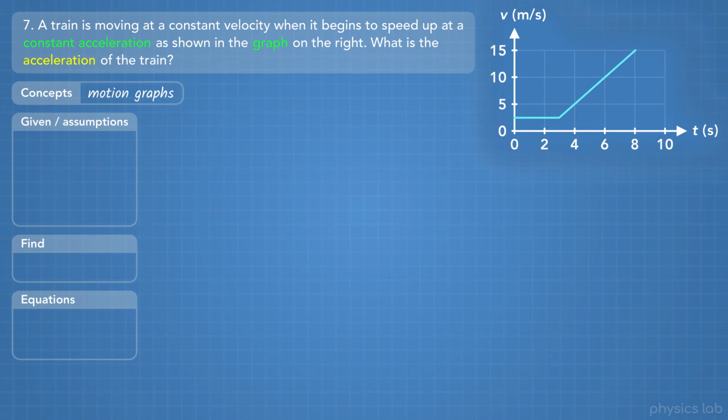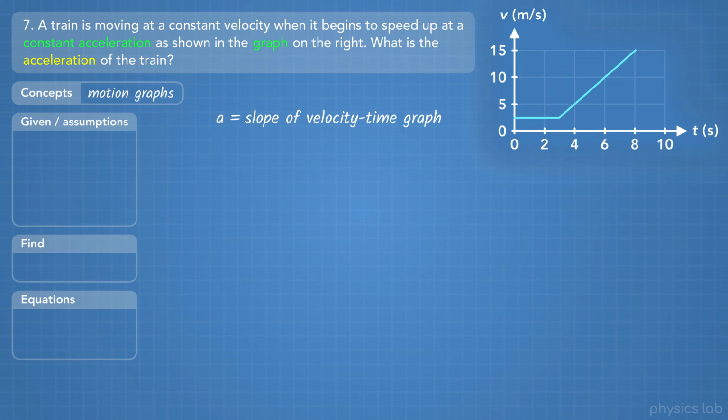So we have another motion graph. The horizontal axis is time in seconds, and the vertical axis is velocity in meters per second. We see the train starts moving at a constant velocity where the line is flat, and then it increases at a constant rate. The problem is asking us to find the acceleration of the train. So how do we find that from this graph?